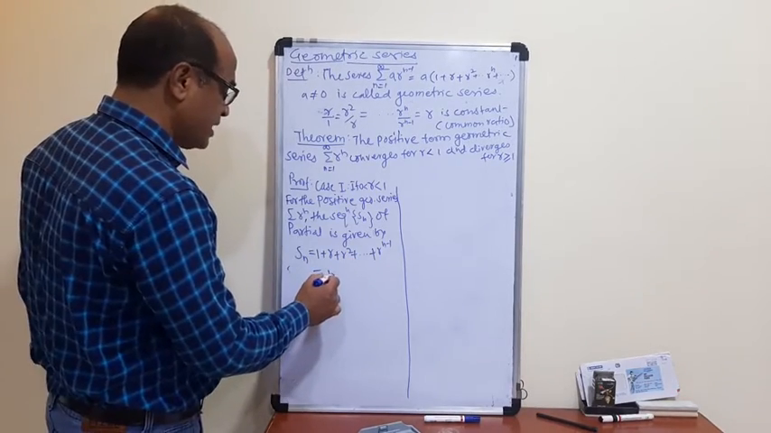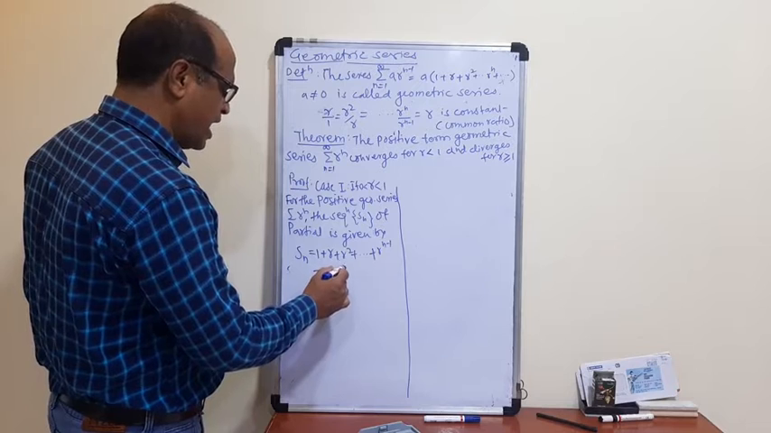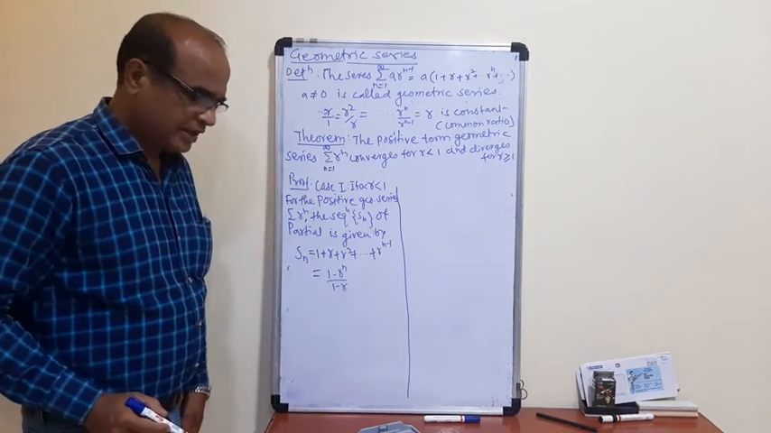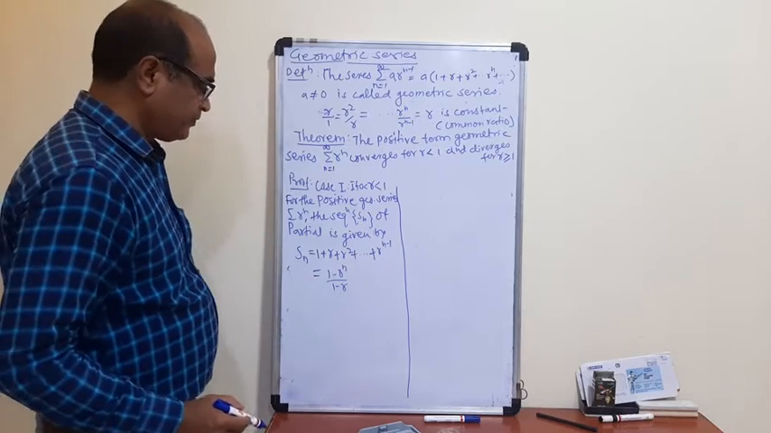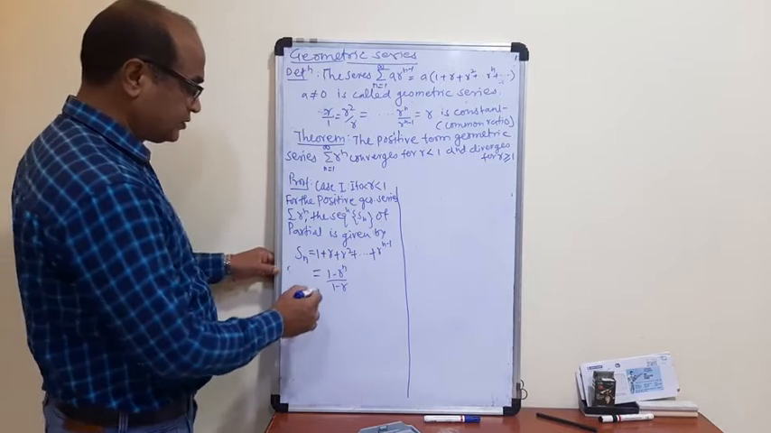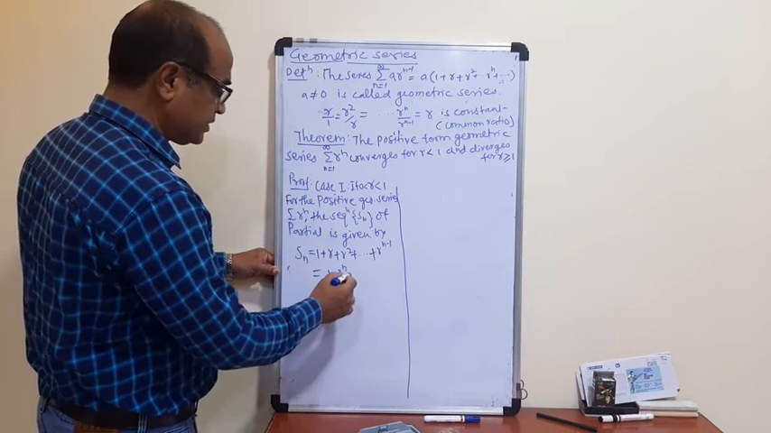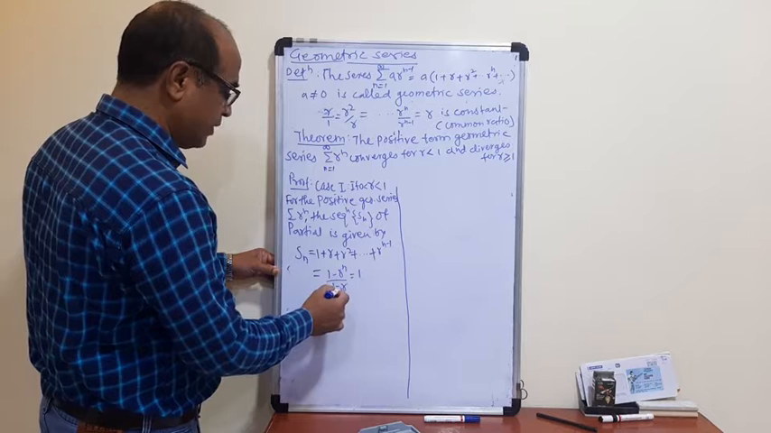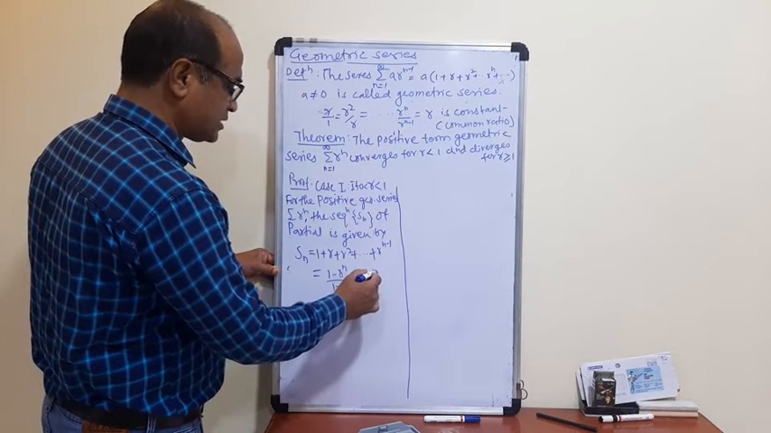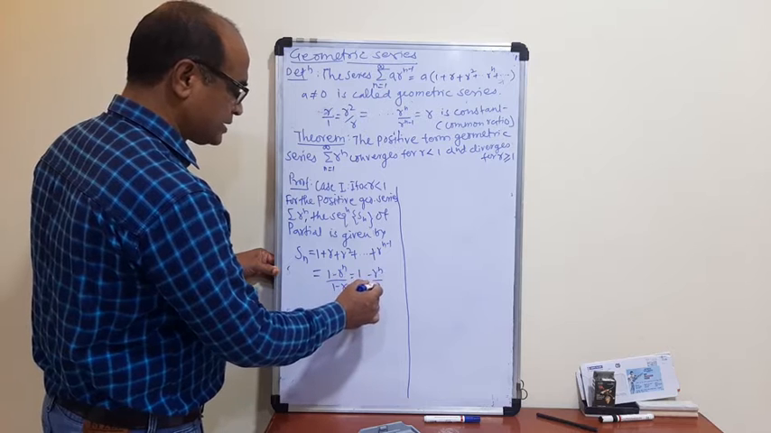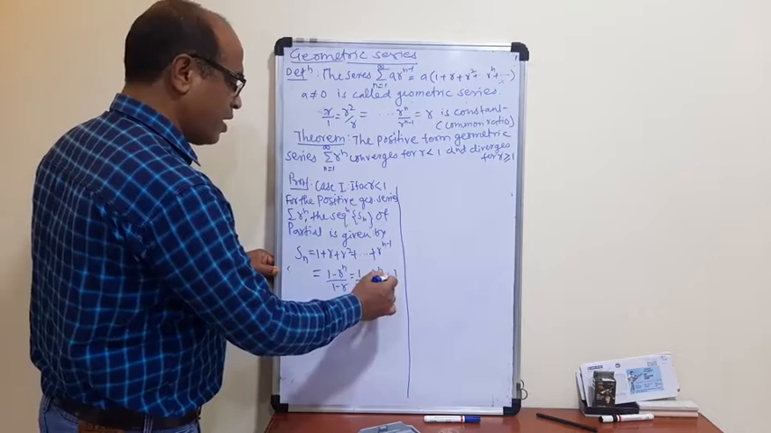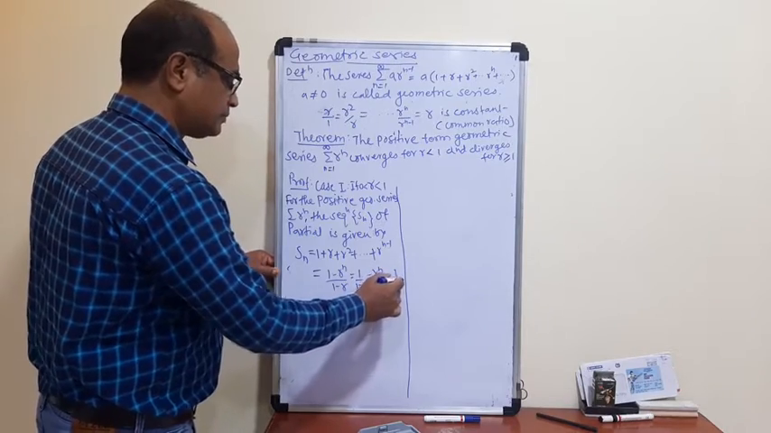So this is the formula (1 - R^n) divided by (1 - R). This can be written by dividing 1 - R to 1, so (1 - R - R^n) divided by (1 - R), and this is always less than 1 upon (1 - R).